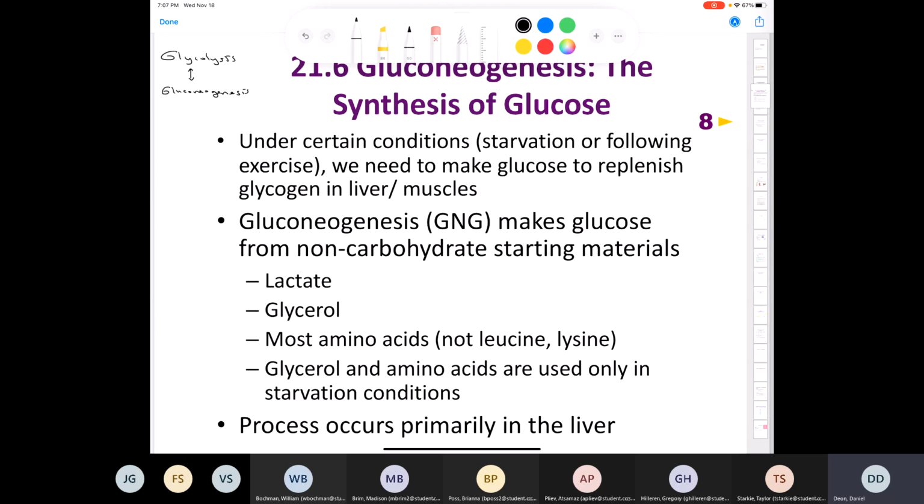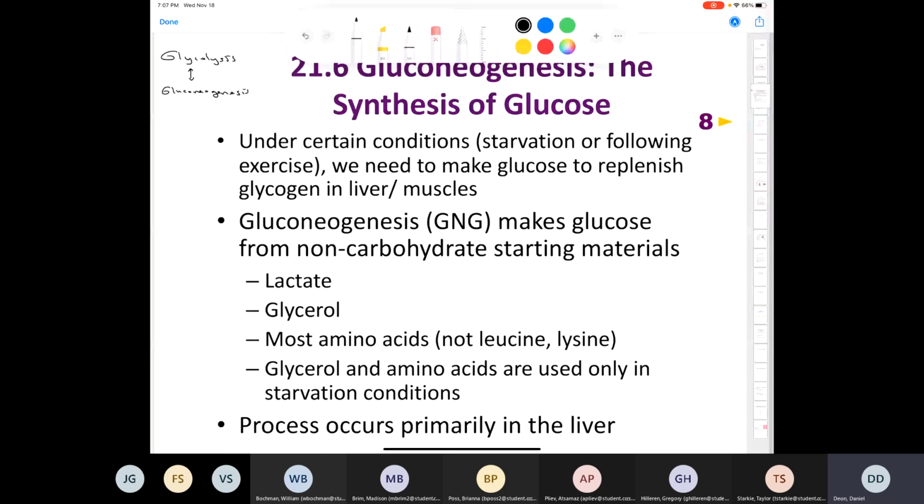Glycolysis is breaking down glucose. Gluconeogenesis, as you can see from the title of this slide, is synthesizing glucose. So we're going to be making glucose from non-carbohydrate starting materials. The other two that I mentioned were glycogenesis and glycogenolysis. That's something completely different. It's got nothing to do with this section.